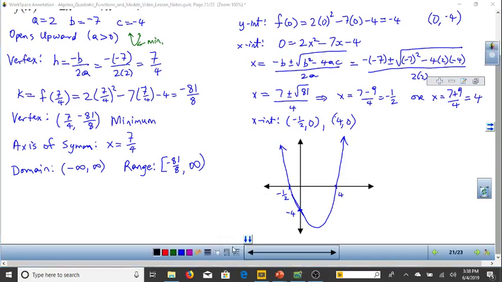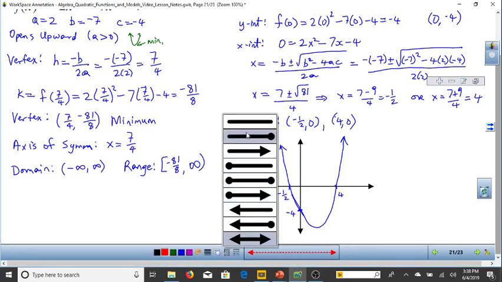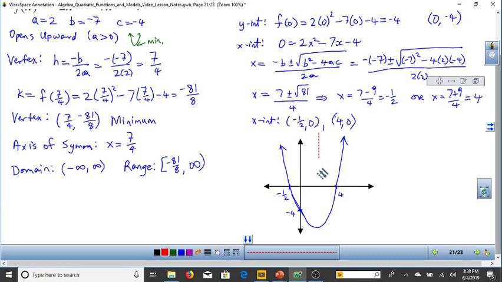Axis of symmetry. The axis of symmetry is x equals seven-fourths, which is the x-coordinate of the vertex. And that is our function.